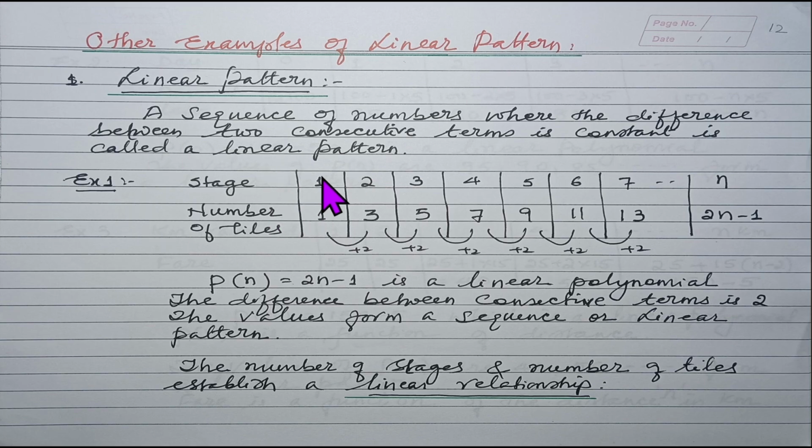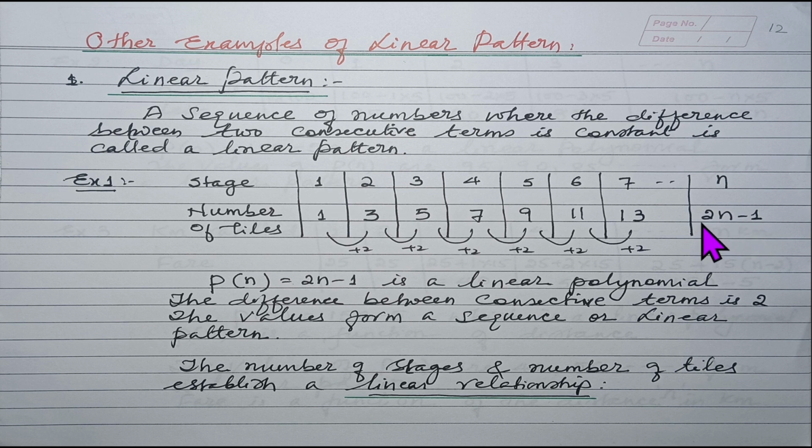Let us consider this example. We have stages 1, 2, 3, 4, 5, 6, 7, which is given in your textbook. The number of tiles for the first stage is 1, second stage is 3, third stage is 5, fourth stage is 7, fifth is 9, sixth is 11, seventh is 13, and so on. We can go for n stages. So for n stages we have the general polynomial as 2n minus 1, and let us verify this.